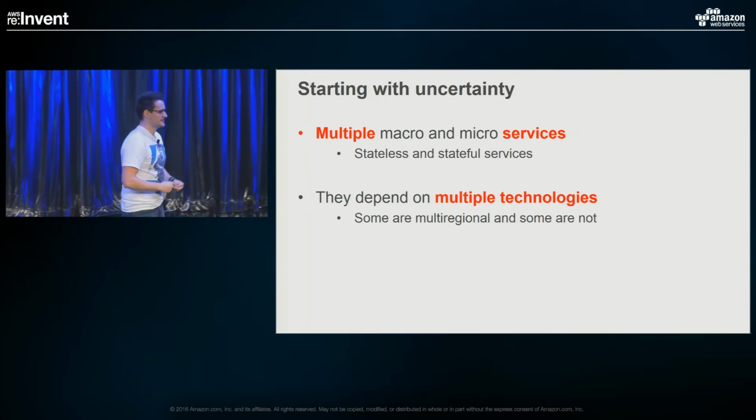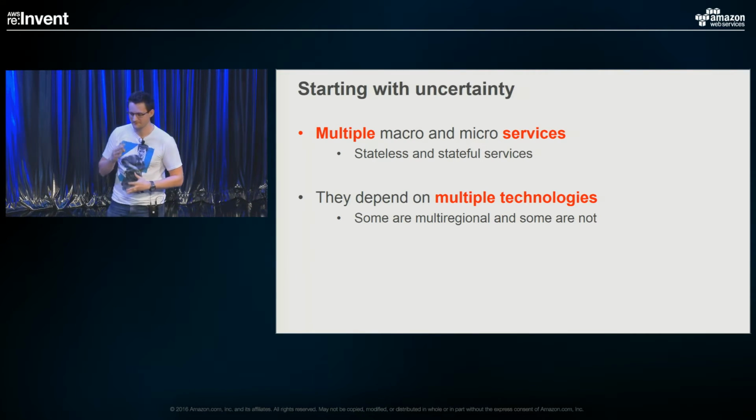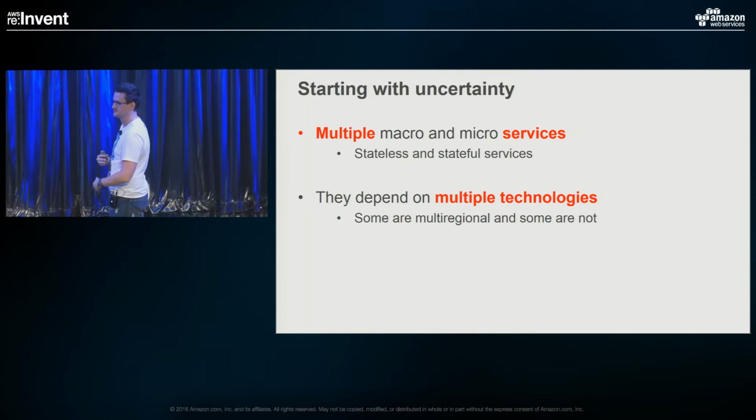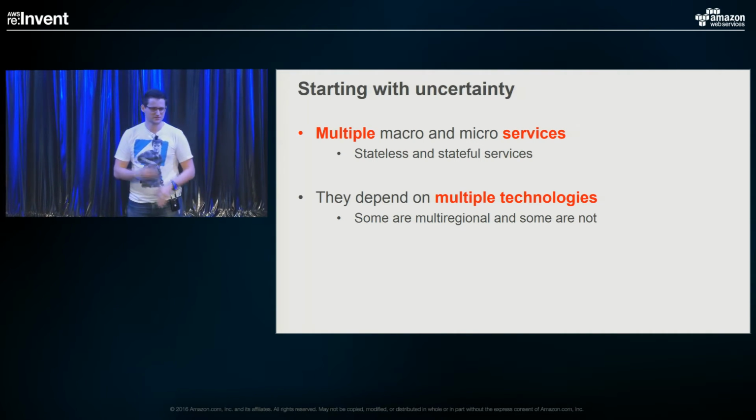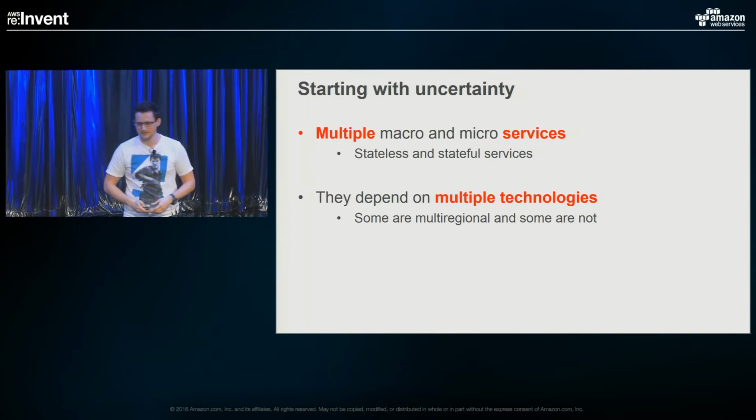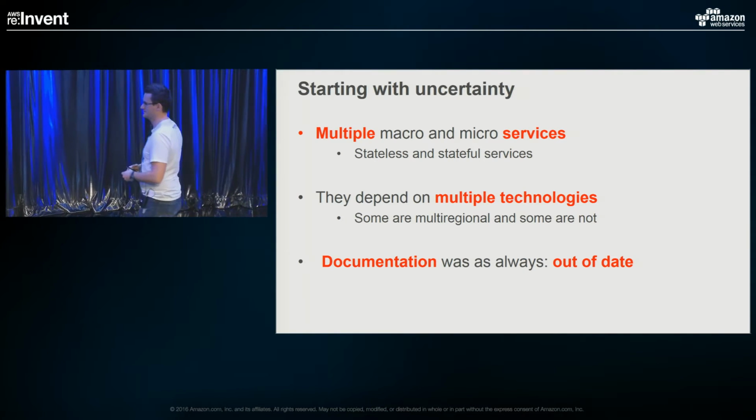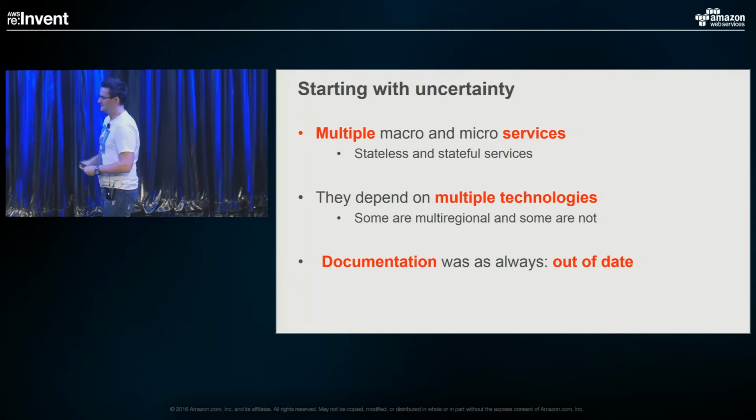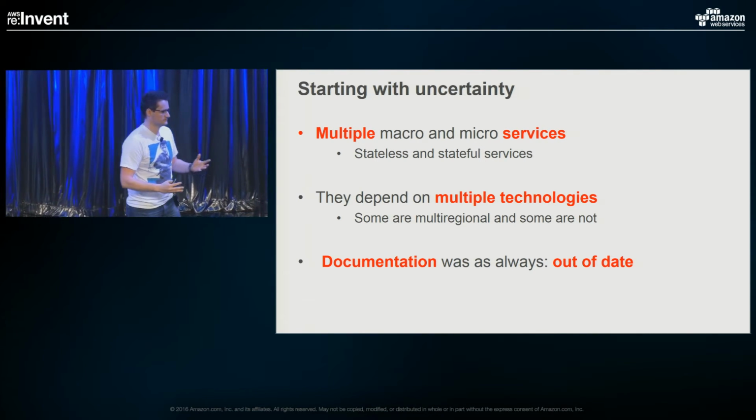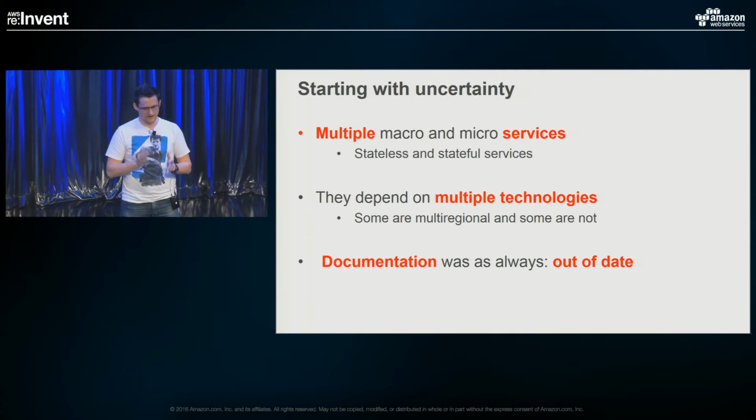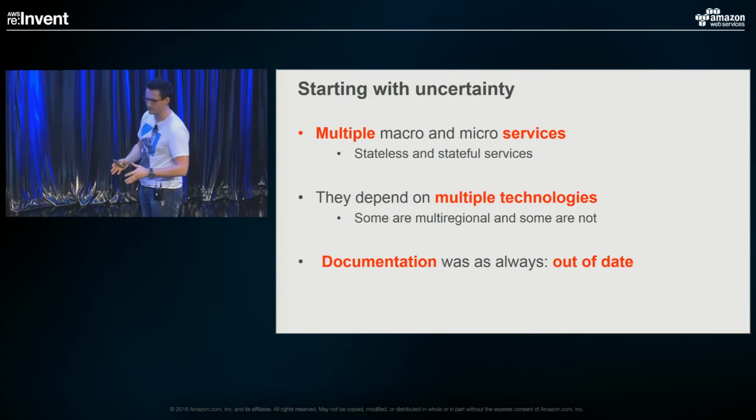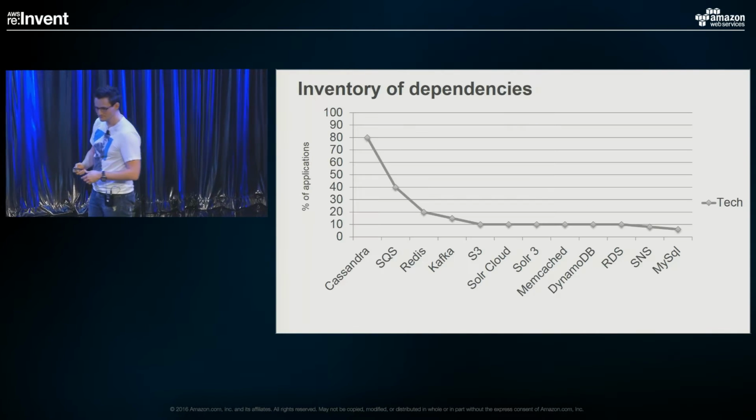Another catch: those applications depend on multiple technologies behind them. There are databases involved, messaging queues, all those things. Some of them are multi-regional by design, and some are not. It's reality. And then documentation: it's in a standard state, almost out of date. So we have to figure out how to even find what we should move, how we should move it, what is the scope of work, what we do with inventory.